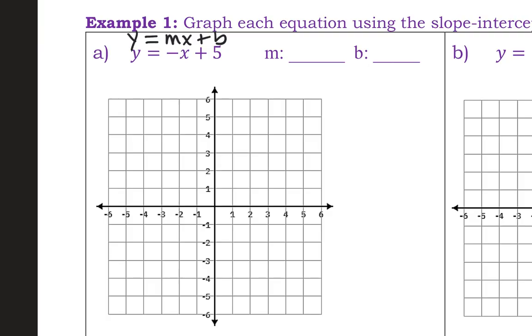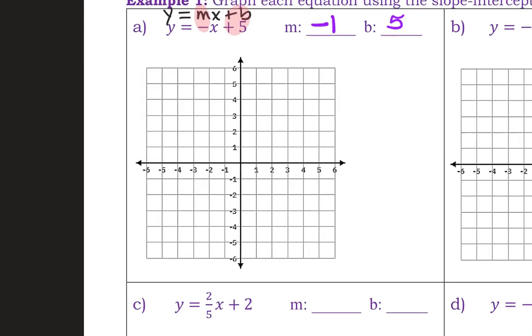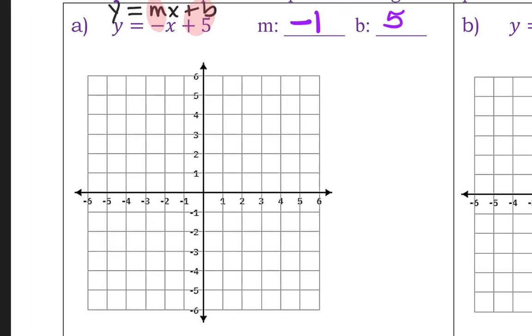Yeah, okay, so then what's in place of our m here? What's in place of the m right here? A -1, good. So we're going to write -1 there. And then what's in place of our b? 5, good. So you're going to write +5 there, so just +5. Now, if you look back to that box, it says on step 2, plot the y-intercept. Always start with b. So where's my b? My b is at 5.